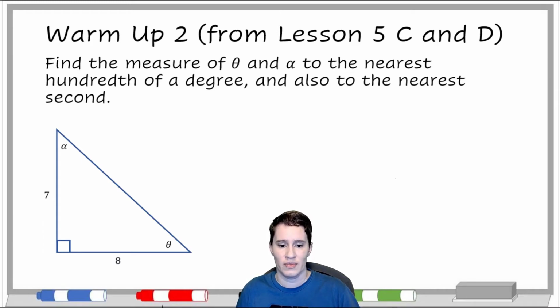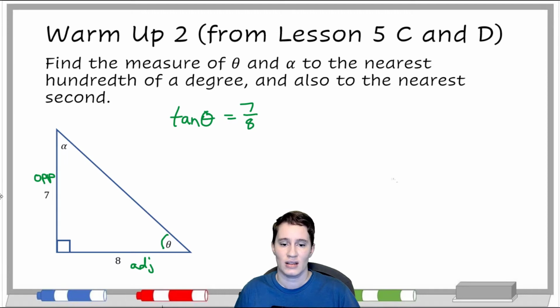Now, from the perspective of theta, it doesn't matter which one you do. We know the side opposite, which is 7, and we know 8, which is adjacent. So we're going to use tangent for this. Tangent of theta equals 7 over 8.